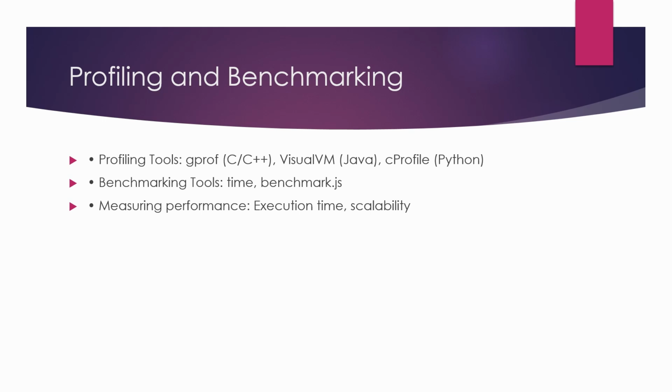Profiling and benchmarking are critical tools for identifying performance bottlenecks. Profiling tools like gprof, VisualVM, and cProfile allow you to analyze the runtime behavior of your application. Benchmarking tools such as time and benchmark.js help you measure execution time, scalability, and resource usage. By identifying performance bottlenecks, you can focus your optimization efforts where they matter the most.